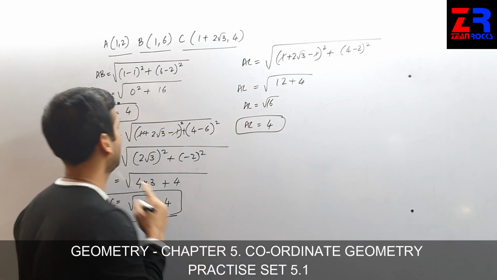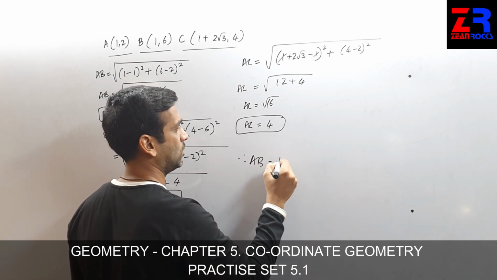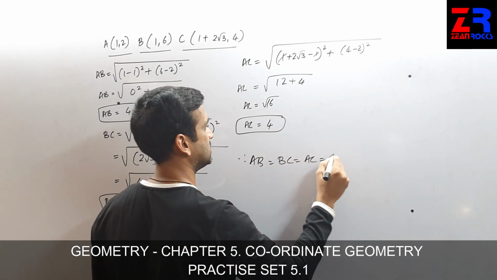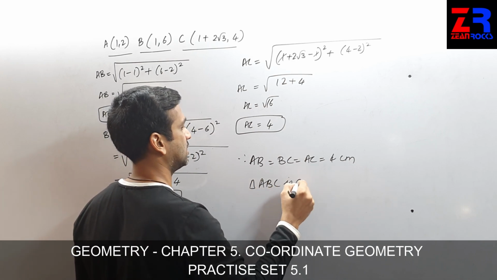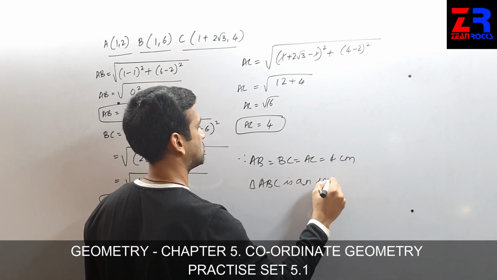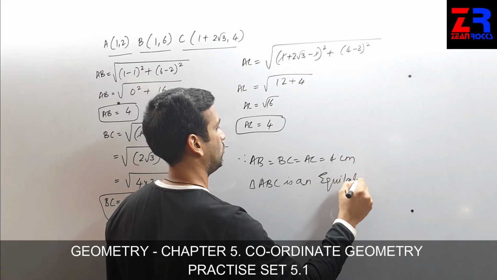So I have got AB, BC and AC equal. So I will write therefore AB is equal to BC is equal to AC is equal to 4 centimeters. Therefore triangle ABC is an equilateral triangle.